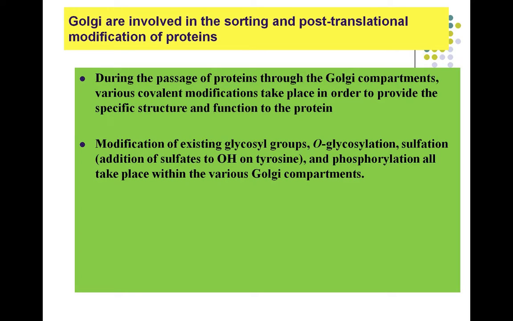Other events such as sulfation, the addition of sulfates to the hydroxyl component of tyrosine amino acid. Phosphorylation is also another post-translational modification happening within the Golgi compartment.